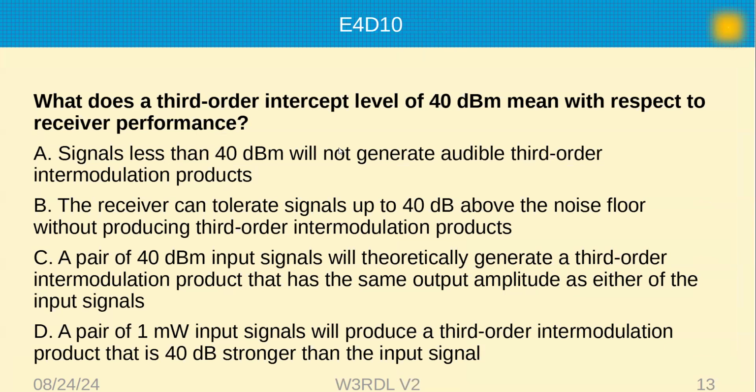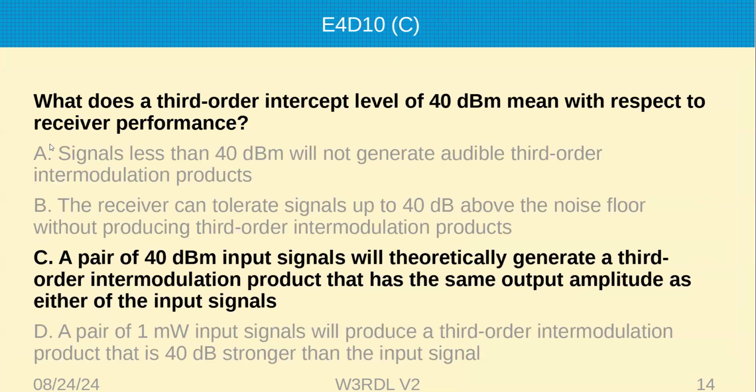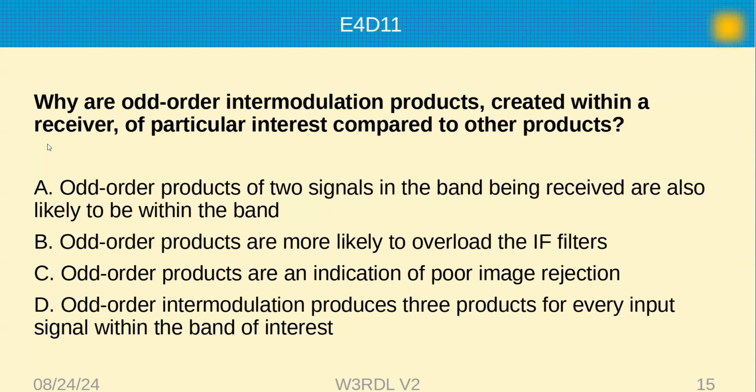What does a third order intercept level of 40 dB mean with respect to receiver performance? Vanessa? Charlie? Why are odd order intermodulation products created within a receiver of particular interest compared to other products?